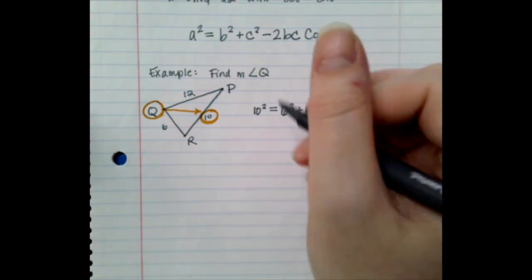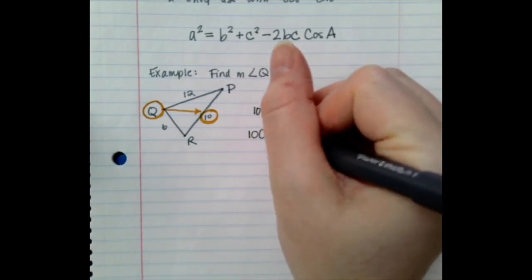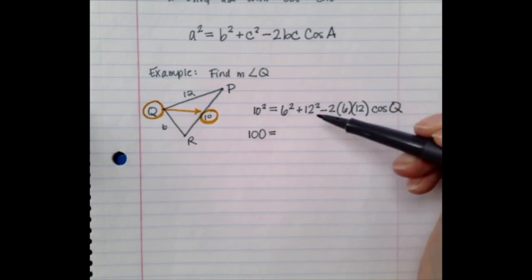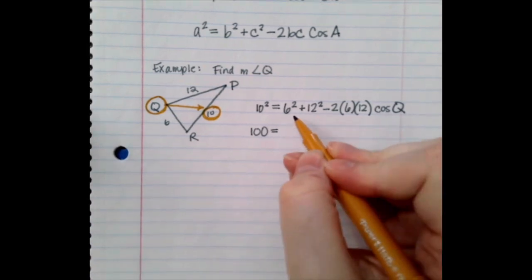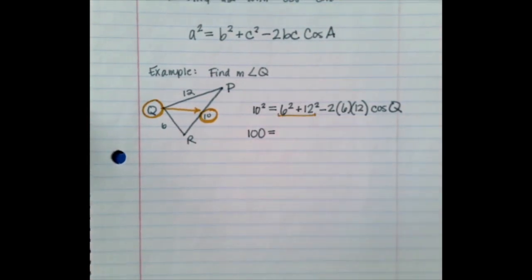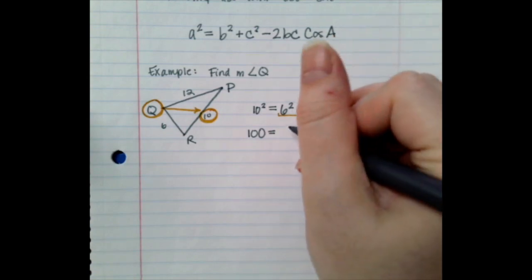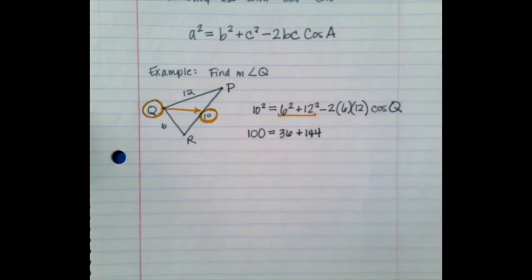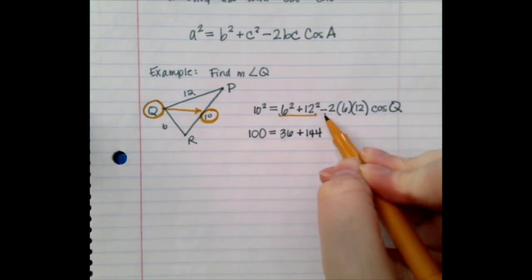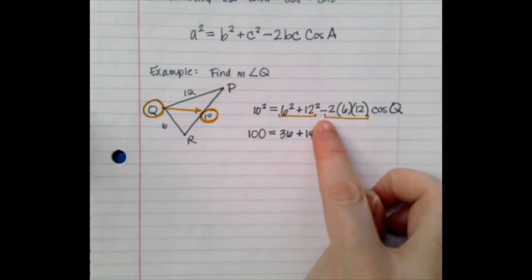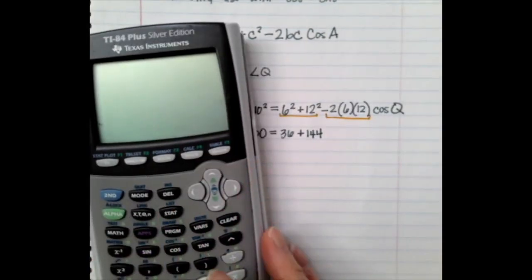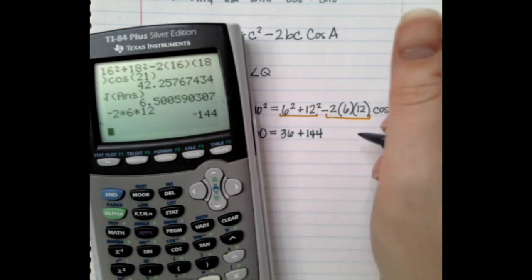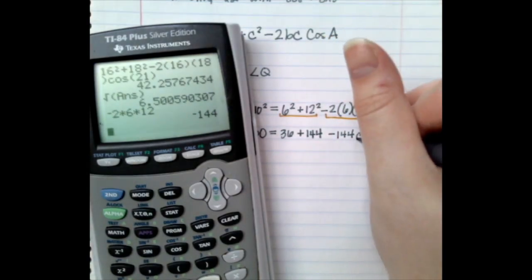We're going to start with 10 squared. 10 squared is 100. And then 6 squared plus 12 squared. You can do those separately or together; it's up to you. I'm going to do them separately for now. So you have 36 plus 144. And then this part we can simplify together. We have negative 2 times 6 times 12, to get minus 144 cosine of Q.